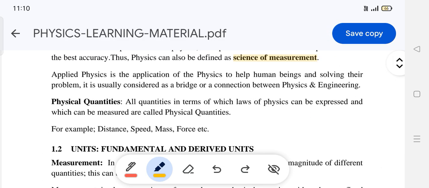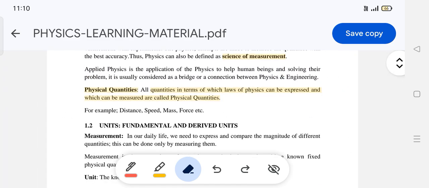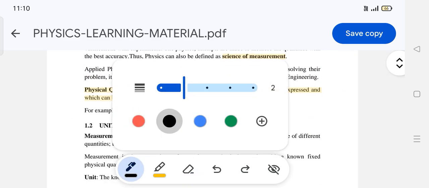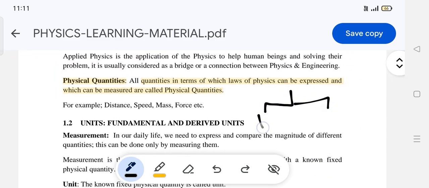Before going to units and dimensions, we should know physical quantities. What are physical quantities? All the quantities in terms of which the laws of physics can be expressed and which can be measured are known as physical quantities. For example, distance, speed, mass, and force are physical quantities. Physical quantities are of two types: fundamental physical quantities and derived physical quantities.